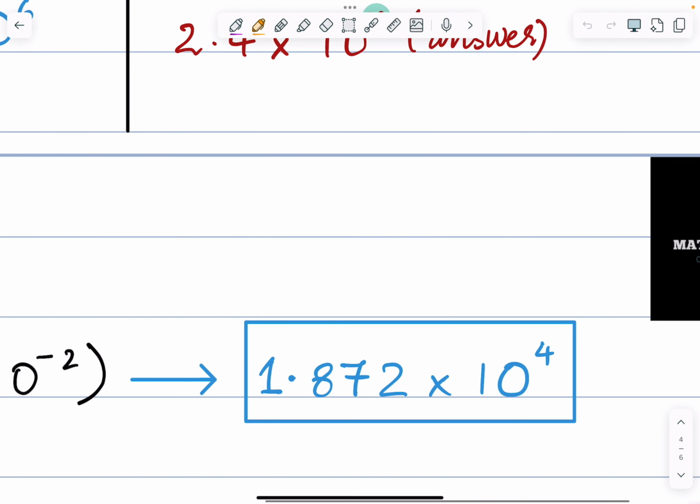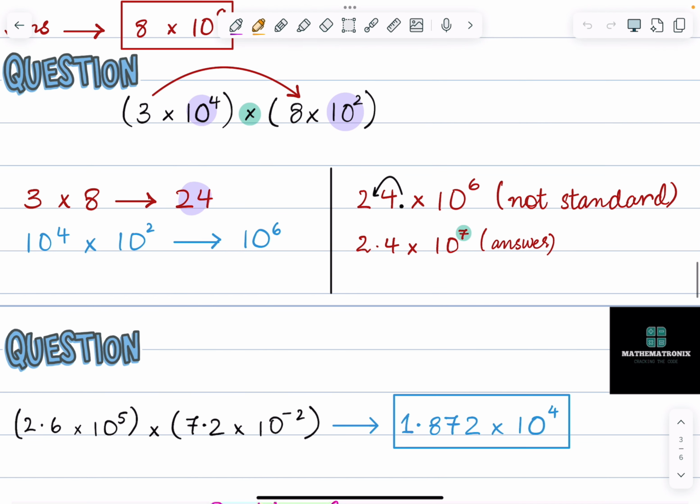And I'm going to check the correct answer, and this is the answer. Clear? Now moving on to the division case. The division case is exactly the same.